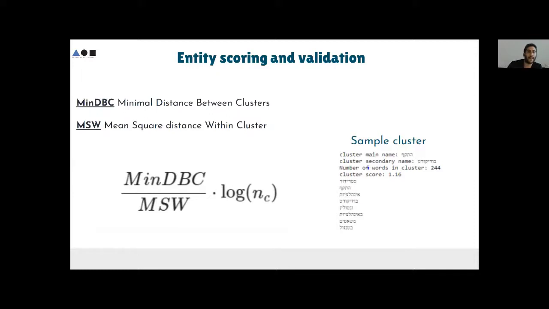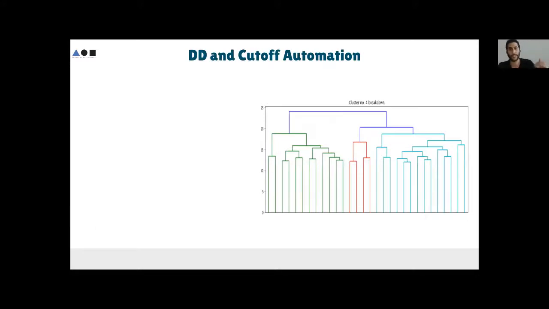We take the minimal distance between clusters, divide it by the mean square distance within the cluster, and multiply it by the log of the number of tokens in the entity, just because we want to give a small edge to good clusters with many tokens. Now we have the score, and we can go on to the next task, which is an automated way to drill down into clusters when we need to, and an automatic way to cut off the dendrogram.